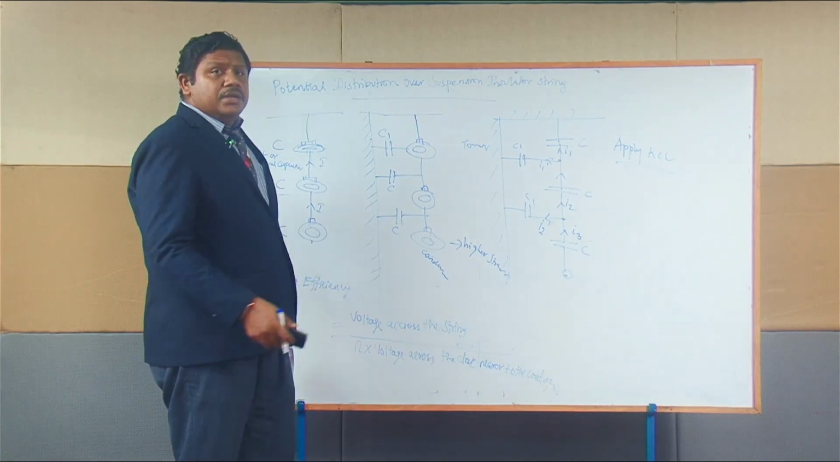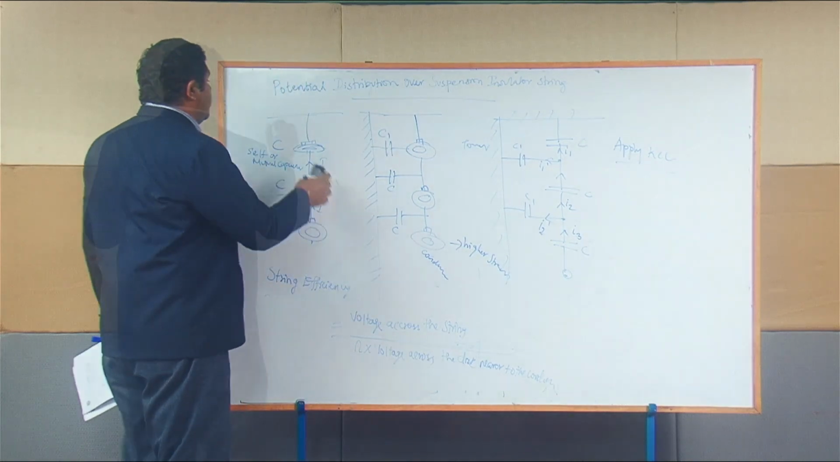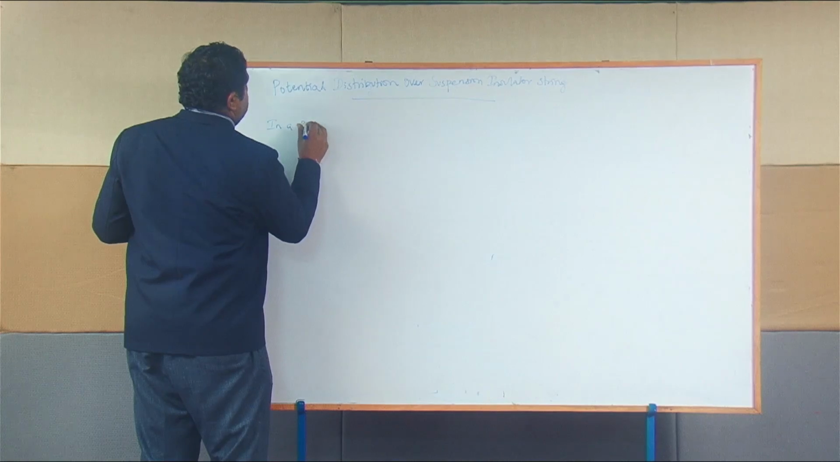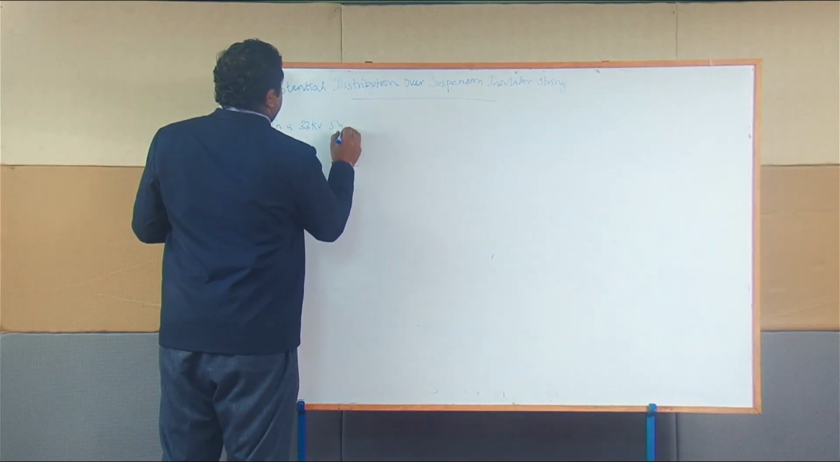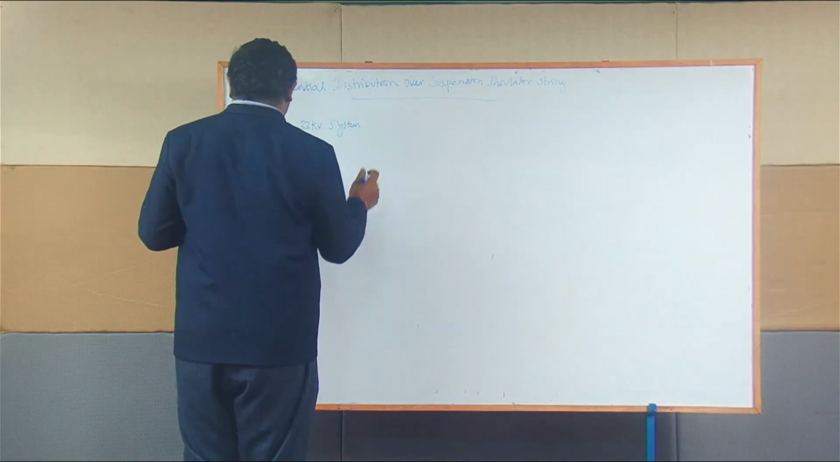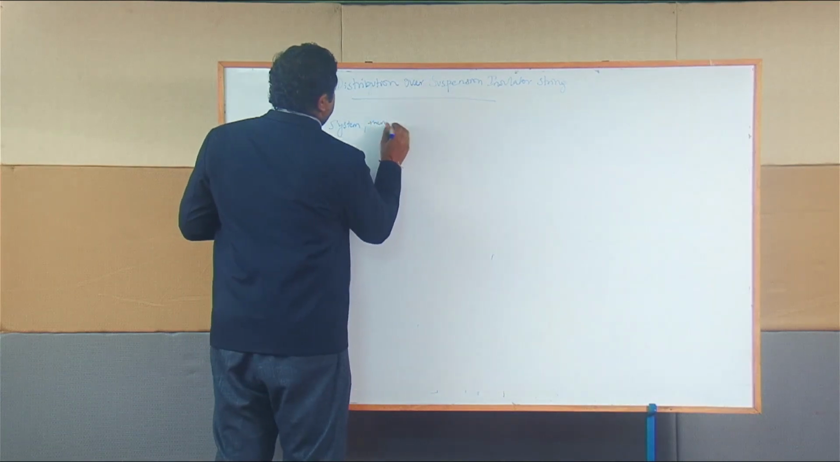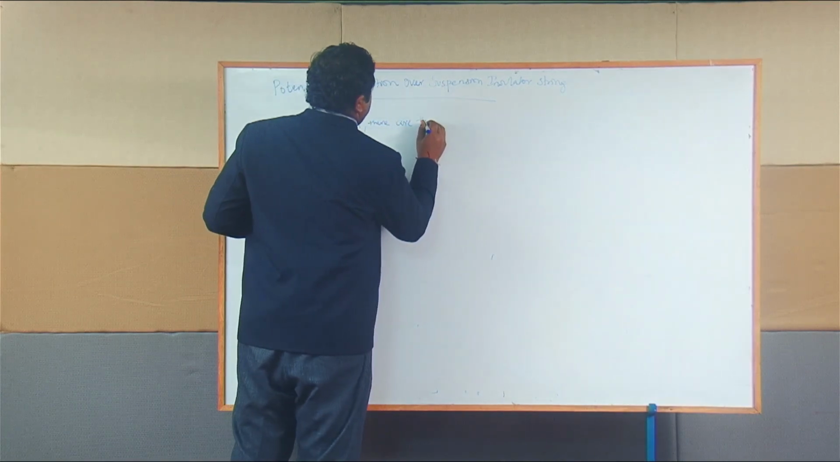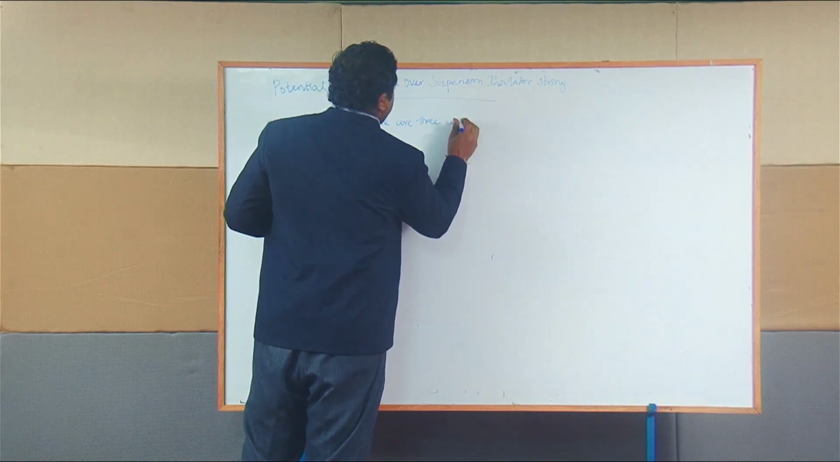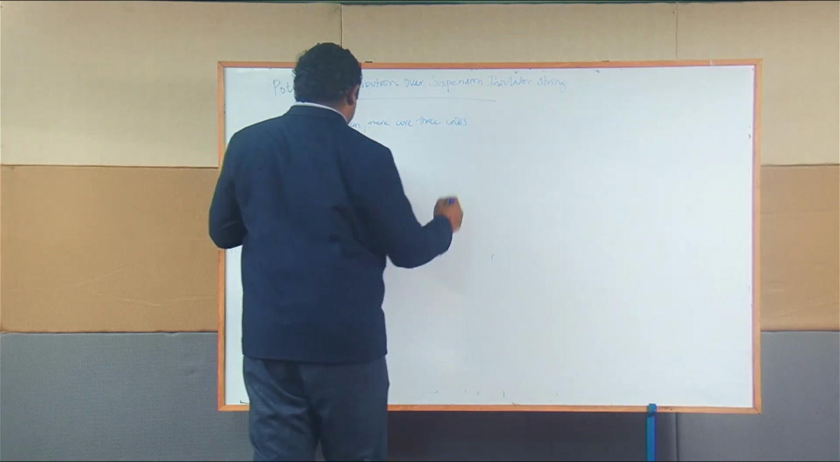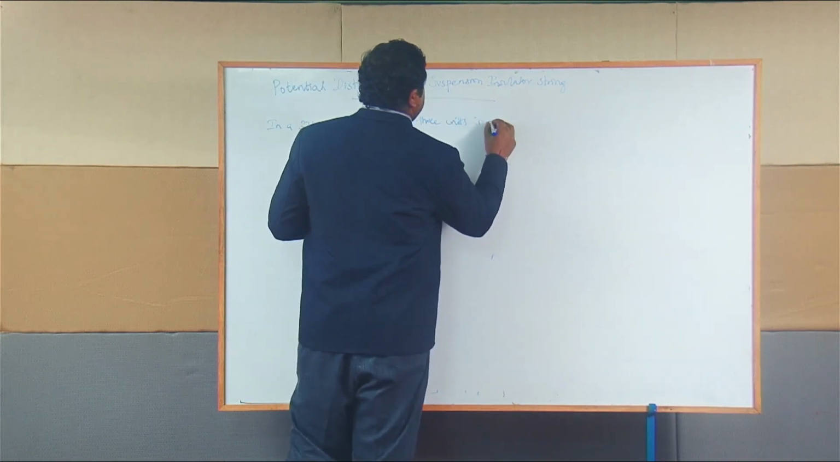Now for example, we are going to see a problem in a 33 kV system. There are 3 units in the string of insulator.